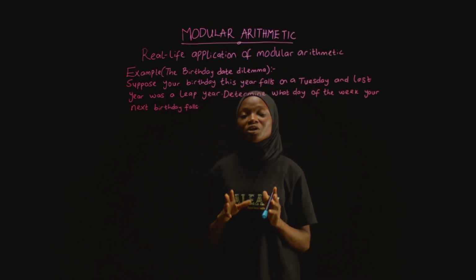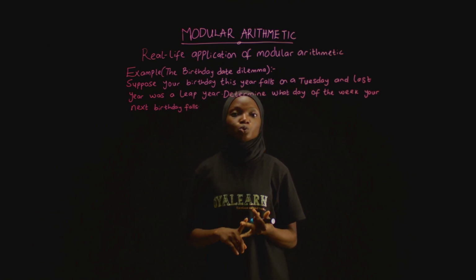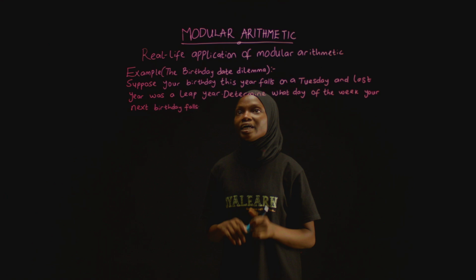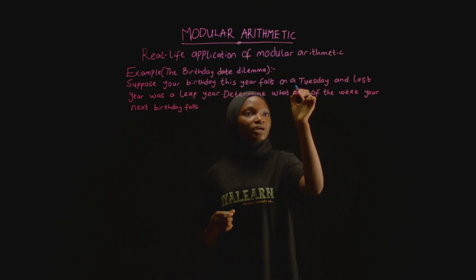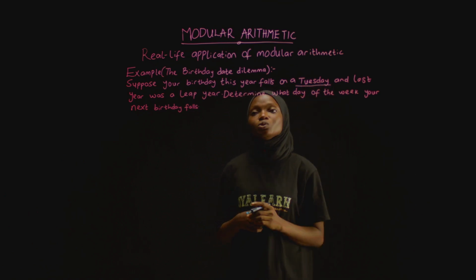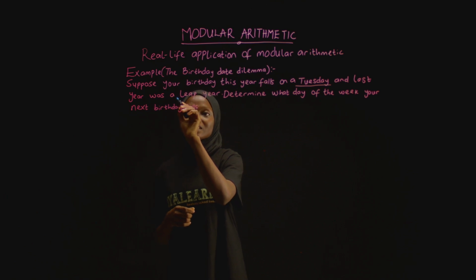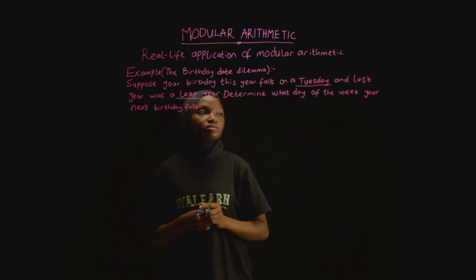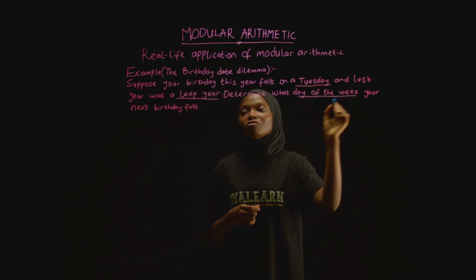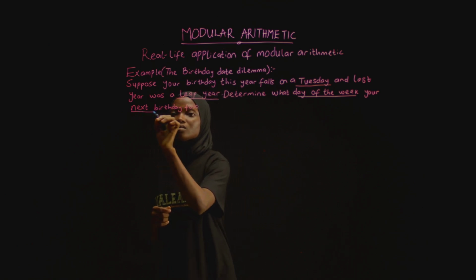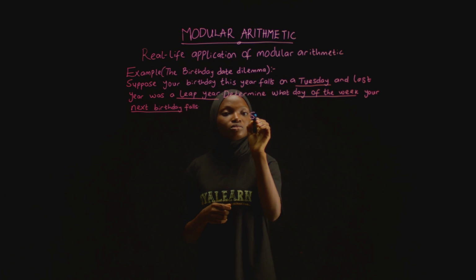Now, the first thing, whenever you have a word problem, you figure out what you were given and what you were told to look for. Here, we were given the day of the week your birthday is this year, which was a Tuesday, and we were also given the additional information that last year was a leap year, and we were told to determine the day of the week for the next birthday. Now let's try to analyze this. Solution.